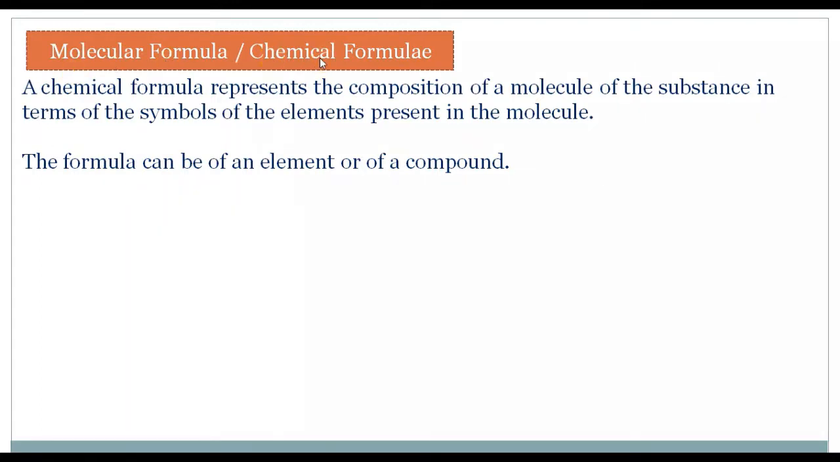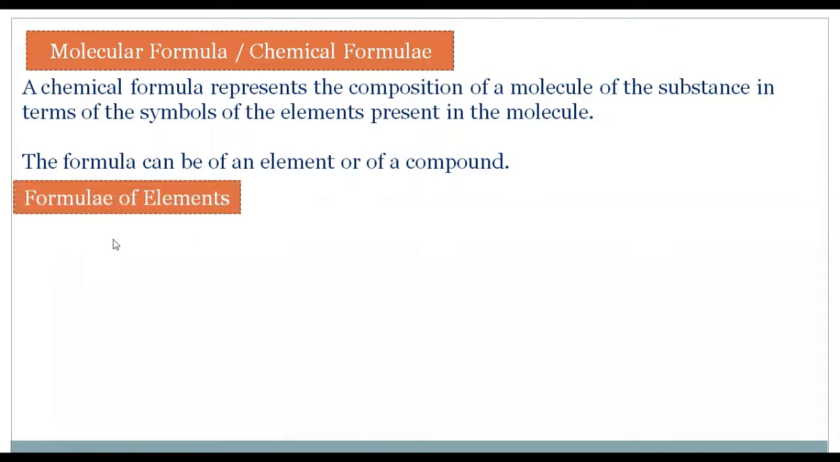Molecular formula or chemical formula. A chemical formula represents the composition of a molecule of a substance in terms of the symbols of the elements present in the molecule. Whatever the molecules of a substance are, the chemical formula represents that composition in terms of the symbols of the elements. That means we have to represent the elements with the help of symbols, which we learned in the previous lecture. A molecular formula is also known as a chemical formula. The formula can be of an element, or it can be of a compound.